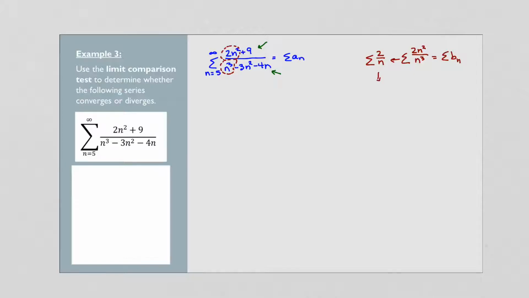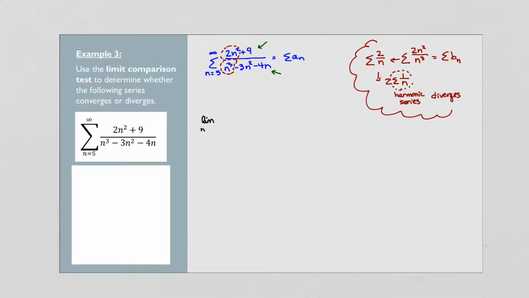And what is that? Well, if we take out that constant multiple of 2, what are we left with? We're left with the harmonic series, right? 2 over n is a multiple of the harmonic series. And what does the harmonic series do? It diverges. So hopefully we get a conclusion with this limit as I take my limit.